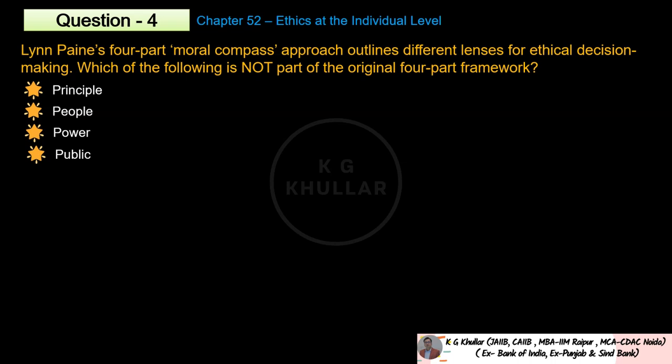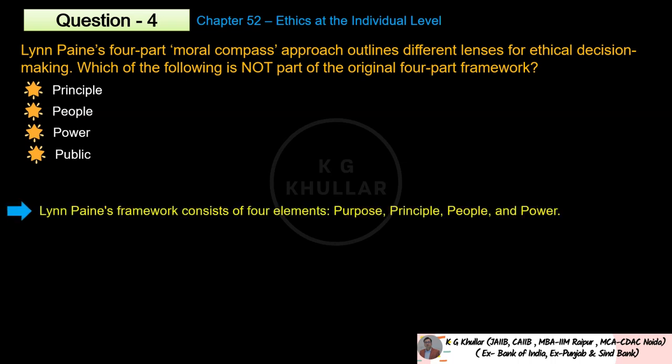Now friends, Lin Payne's original framework includes 4 elements, which are purpose, principle, people and power. The public lens is an additional element suggested to evaluate the transparency of decisions, but it is not part of the primary 4-part framework. Thus the correct option for the given question is option D.